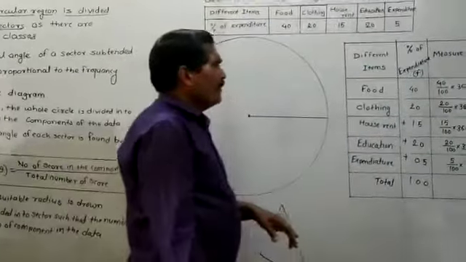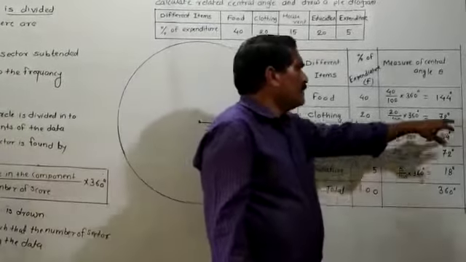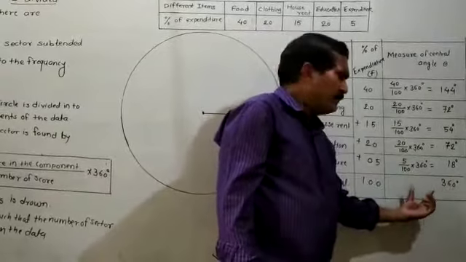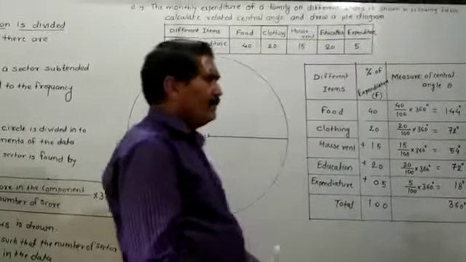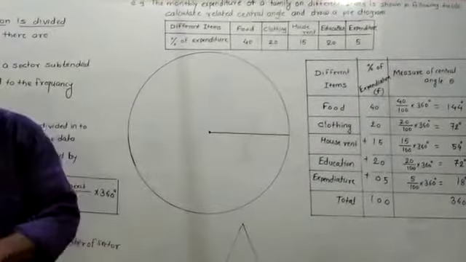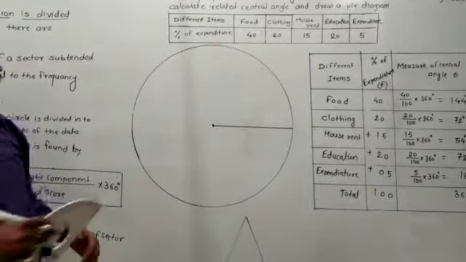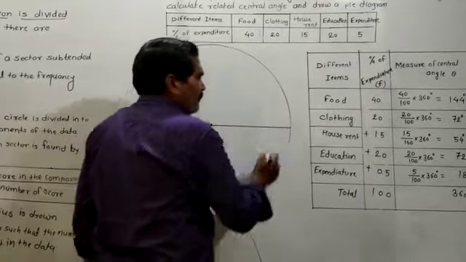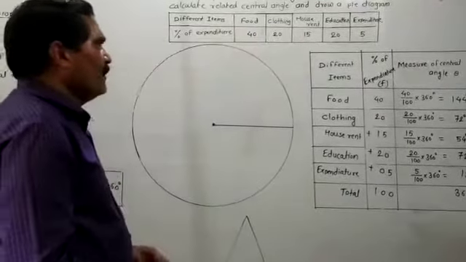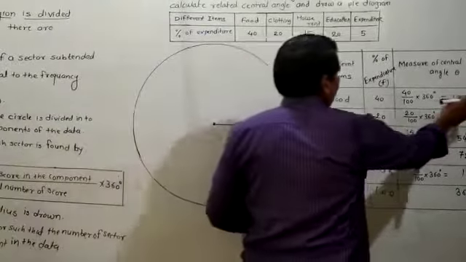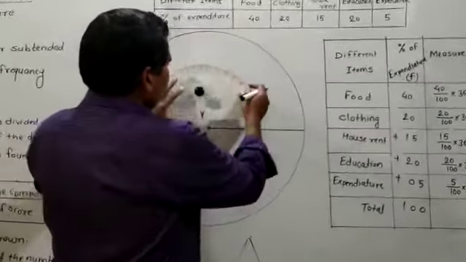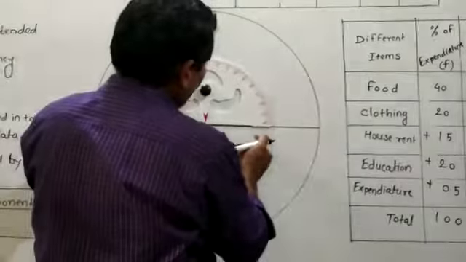You have to utilize all this data in the form of degrees, or in the form of central angles, and draw the pie chart. While drawing the pie chart, first of all you have to draw the circle. After that, from the center you have to draw one radius. And first of all, for the food, how many degrees? For the food, the central angle is 144 degree.